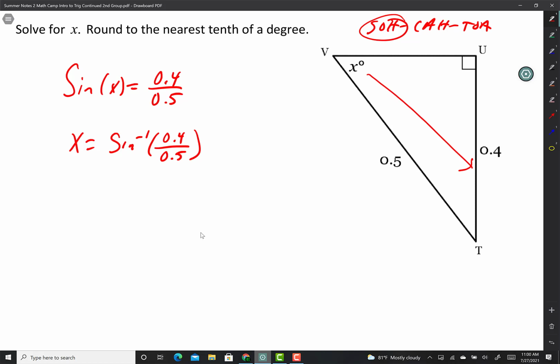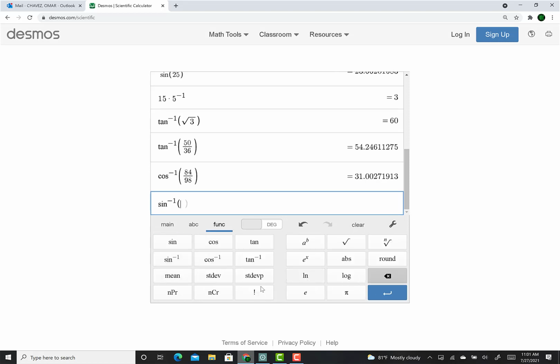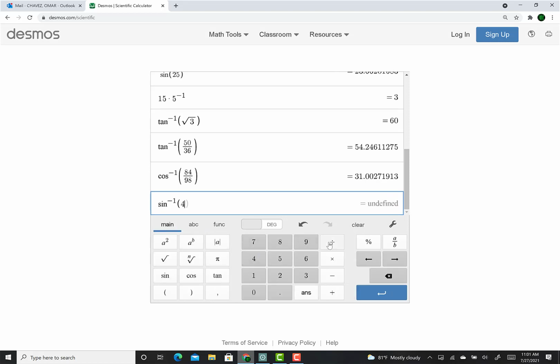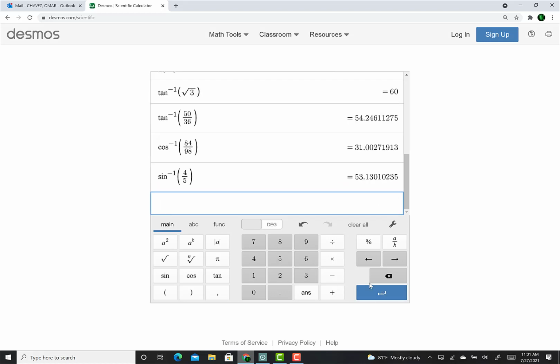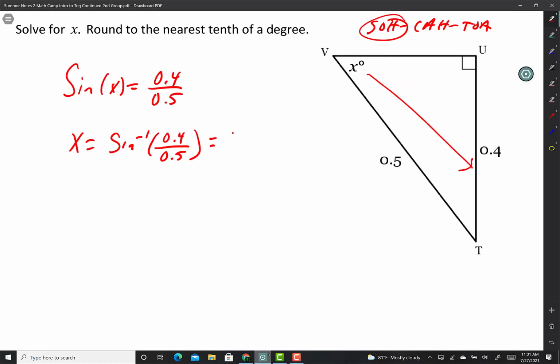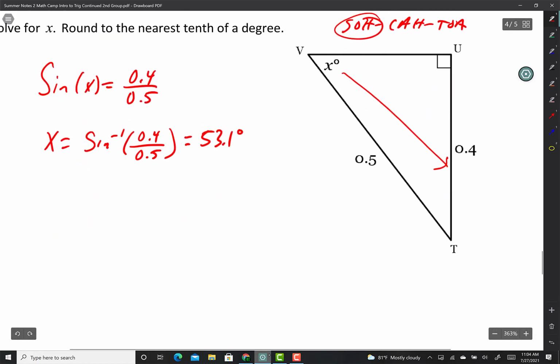So I take my little calculator and I go arc sine, and really you can just write 4 over 5, but you guys do 0.4 over 0.5 and see if you guys get the same thing. Did you guys get 53.1? Okay, I hope so. Is anyone trying it out? 53.1. All right, guys, I think we're good.